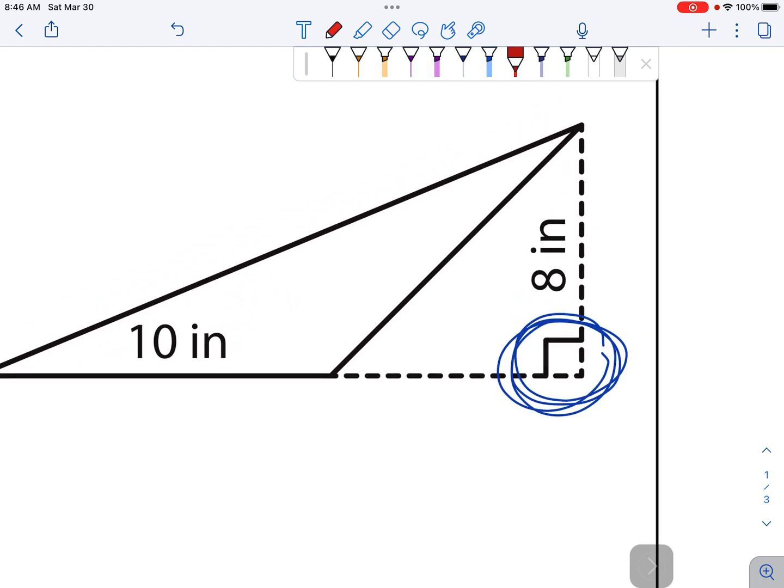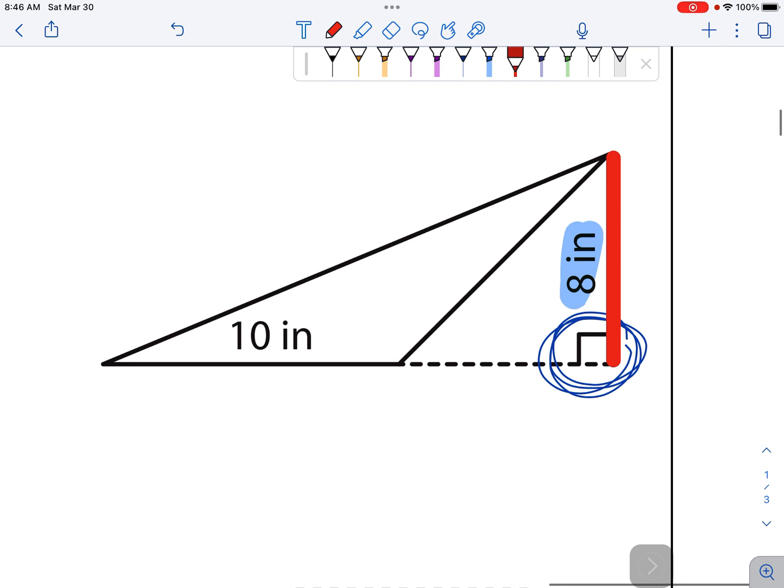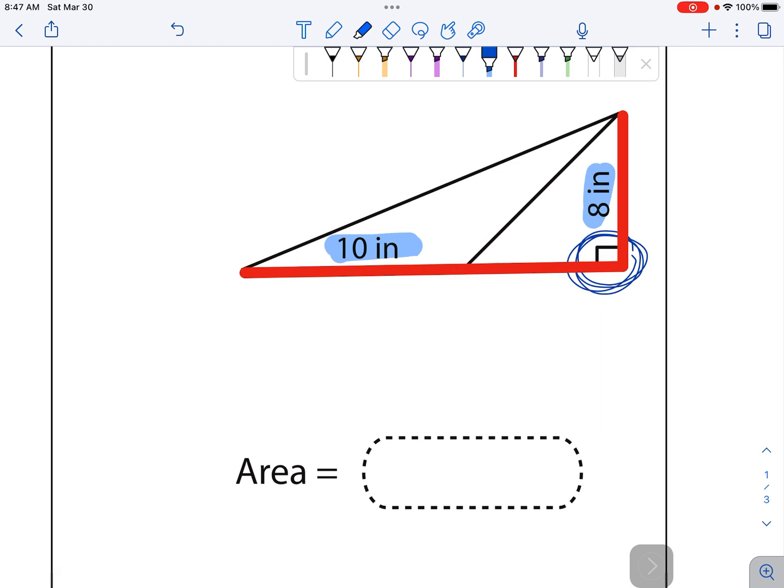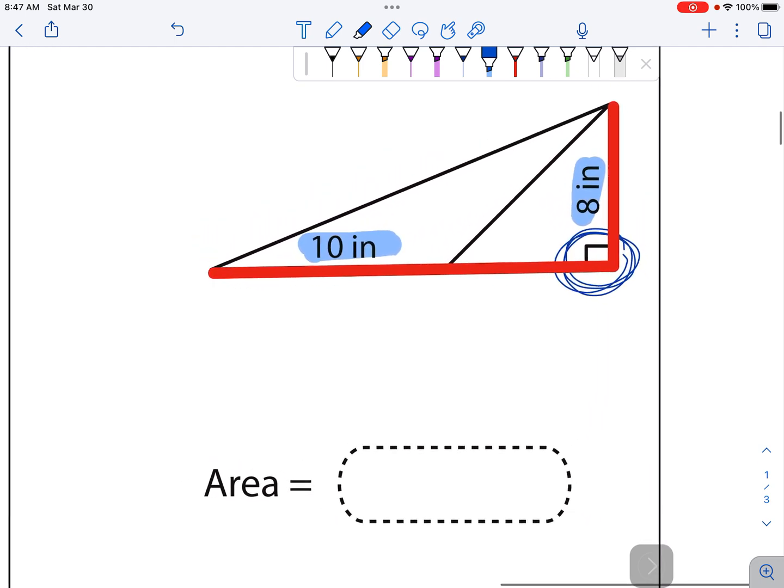That tells me that this dotted line over here is either the base or the height. In this case, it's definitely the height. The height is 8 inches. And then the dotted line that connects to the side of the triangle, right, that tells us that the base is 10 inches. You have to find the right angle, otherwise it's really going to trick you.